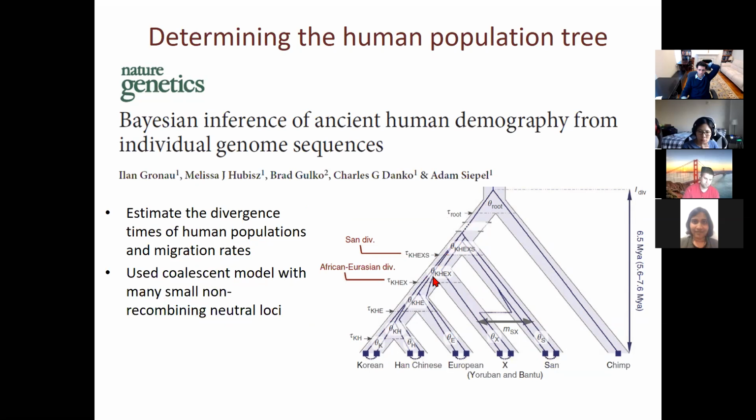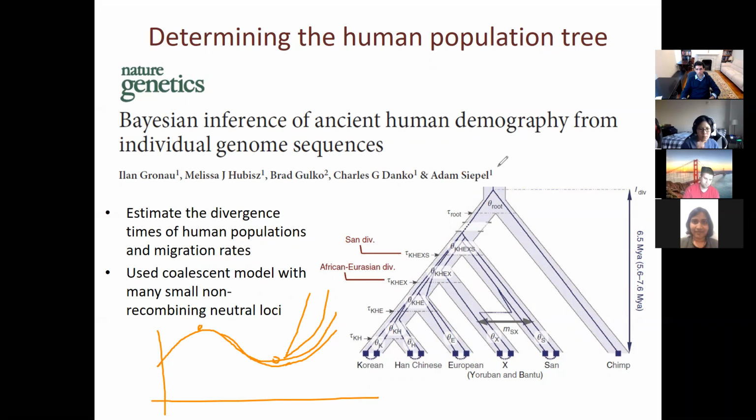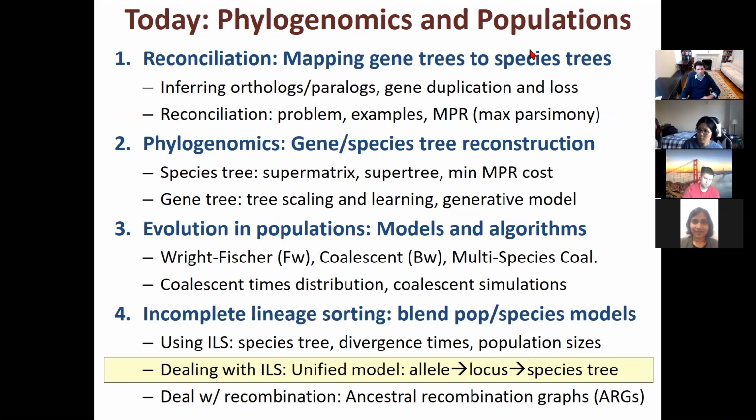So that gives me these distributions of population sizes that I was showing you in previous lectures, where you basically have this very large population size and then this initial expansion followed by a bottleneck, followed by these large population-specific expansions in recent history. Okay, so that's using incomplete lineage sorting to infer species trees, divergence times, population sizes, and so on and so forth.